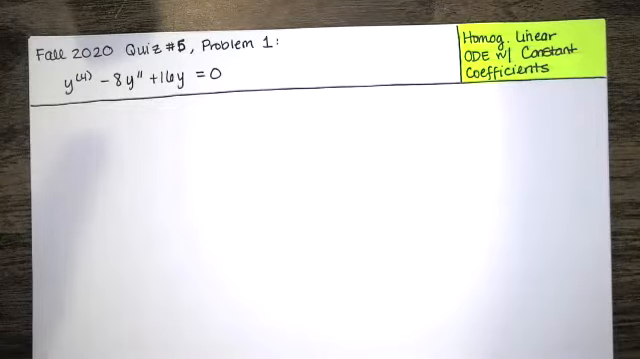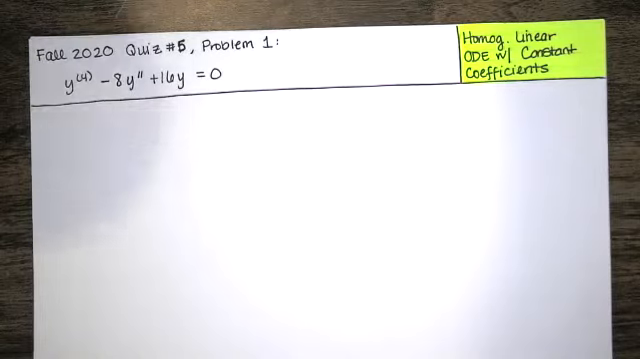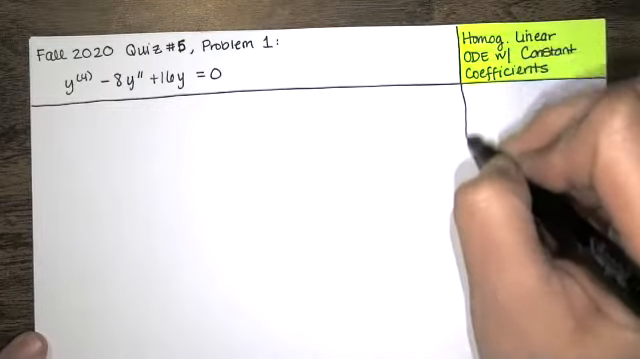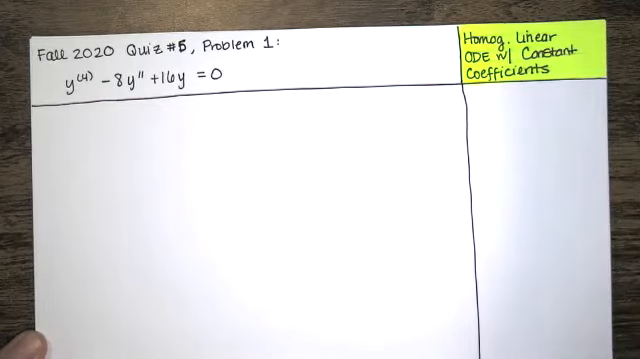In this video, we solve problem number 1 from the fall 2020 quiz number 5. It is a homogeneous linear ordinary differential equation with constant coefficients. So we have the fourth derivative of y minus 8 times the second derivative of y plus 16y equals 0. Since the differential equation has constant coefficients, we're going to start by letting y equal e to the mx.